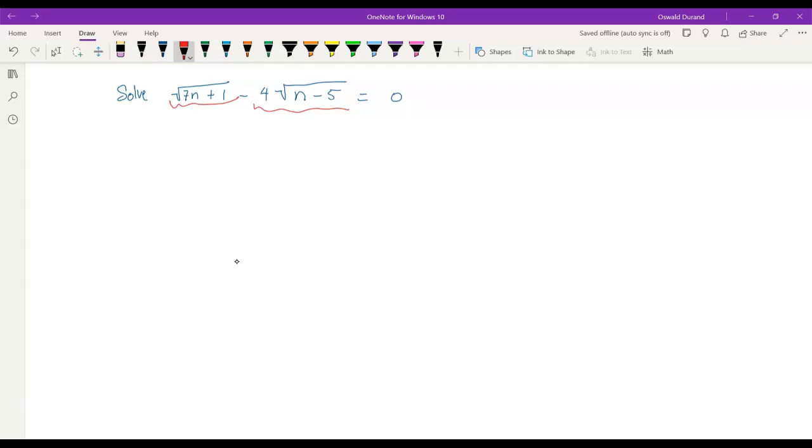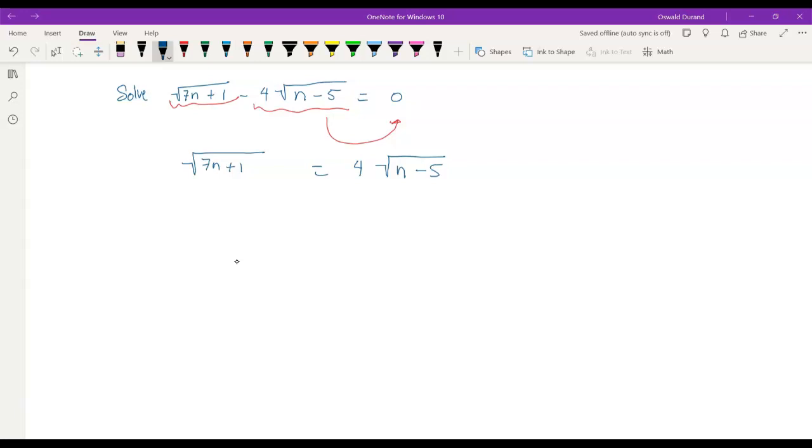So we want the negative 4 square root of n minus 5 to be on the other side of the equation, right? Since it's negative, it's going to turn out to be a positive on the other side, so that's why I chose that one. When I rewrite it, I should get square root of 7n plus 1 equal to positive 4 square root of n minus 5. That's how you deal with an equation that has two radical expressions. You just want one to be on one side of the equation, the other one on the other side.